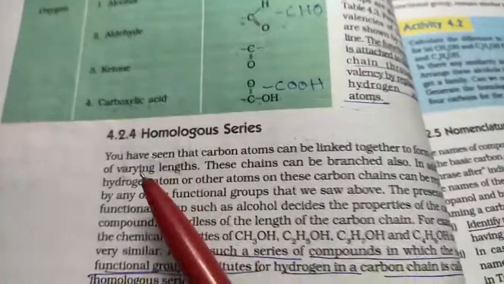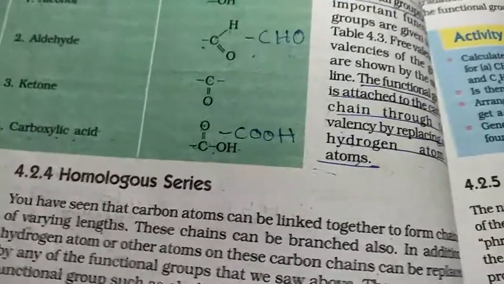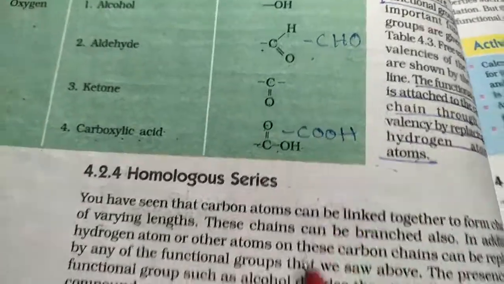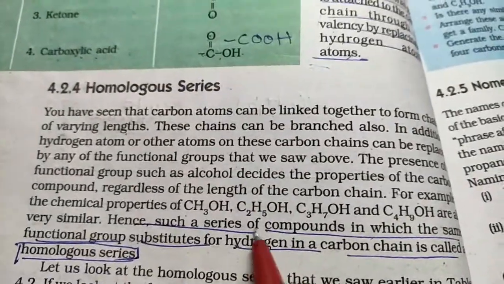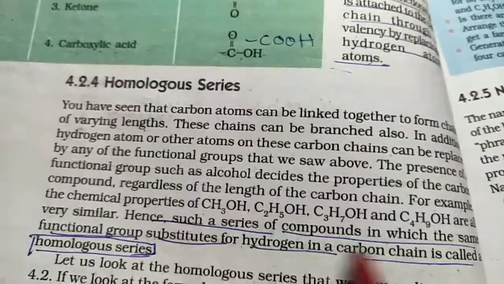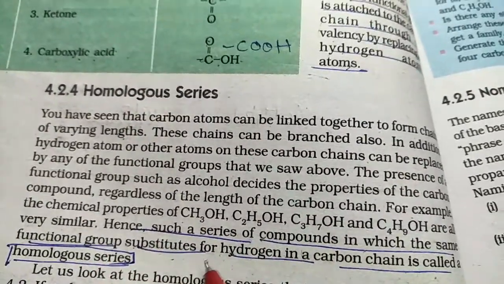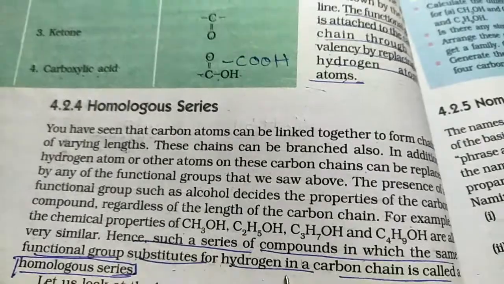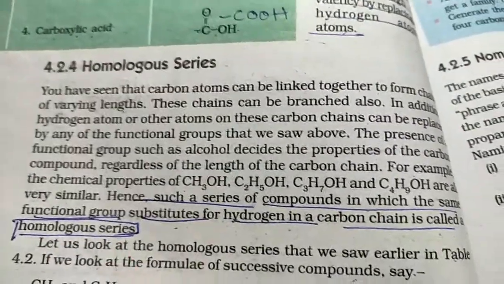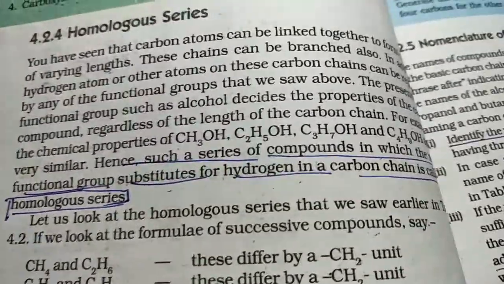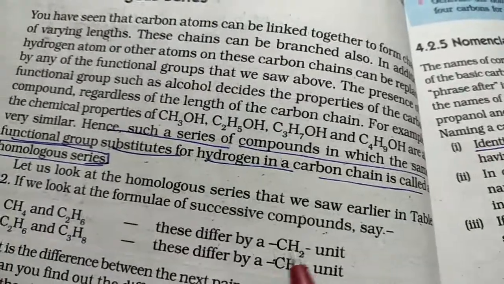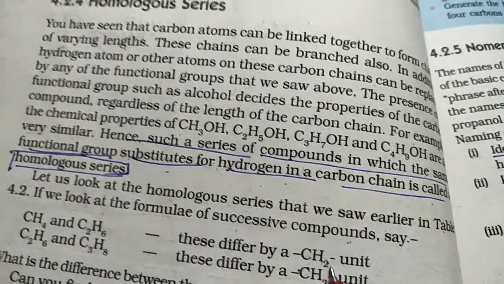Okay, now what are homologous series? We have already seen three homologous series: alkane, alkene and alkyne. Now such a series of compounds in which the same functional group substitutes for the hydrogen is called a homologous series. Now these homologous series differ by only one unit, that is one CH2 unit.